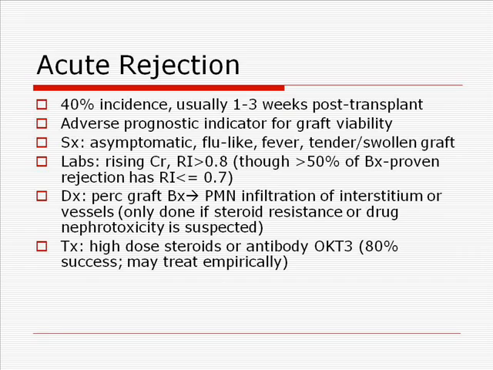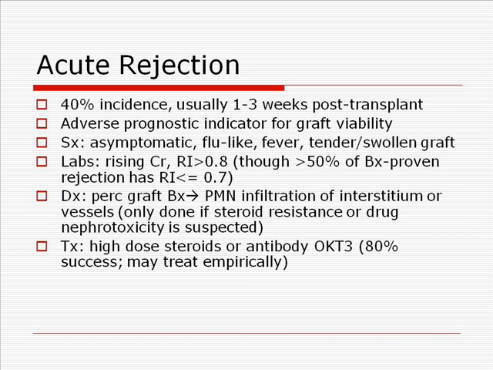Acute rejection is seen in 40% of transplant patients, usually in the early transplant period, usually 1 to 3 weeks post-transplant. It's normally reversed with high-dose steroids or antibody. Acute rejection is an adverse prognostic indicator for future chronic rejection or graft loss. The differential diagnosis for acute rejection is obstruction, infection, and drug toxicity. It's usually asymptomatic, but it may have flu-like symptoms, pyrexia, or graft tenderness.